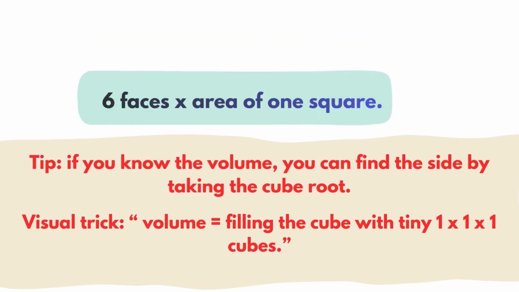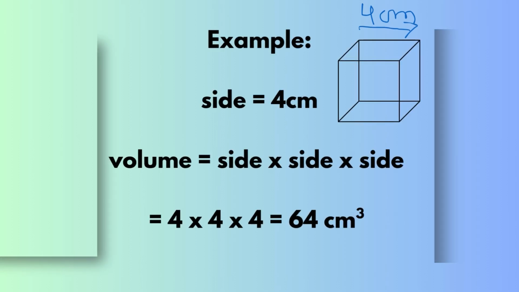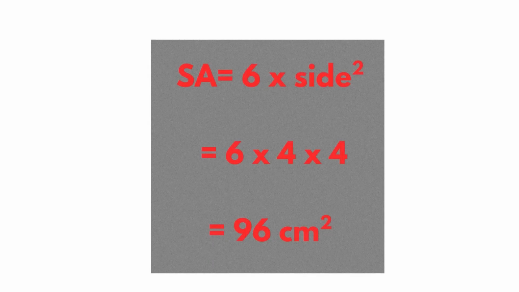We have a cube given here, side 4 centimeter. We know the volume is side cube, side multiply side multiply side, and the side is 4. 4 multiply 4 multiply 4 gives us 64 centimeter cube. And we have surface area also. We know 6 multiply side square, so 6 multiply, side is 4, 4 multiply 4 gives us 96 centimeter square.